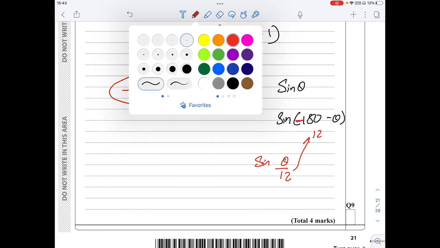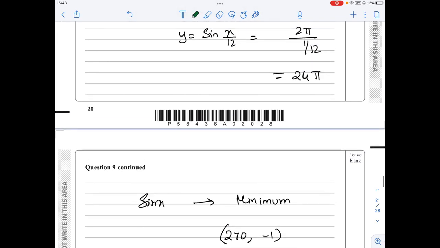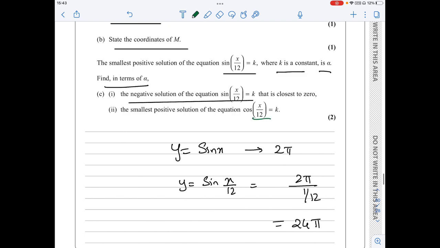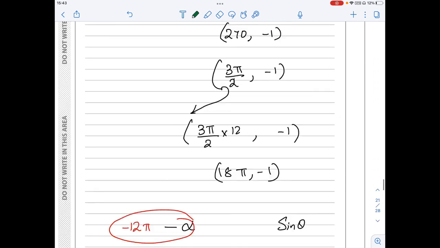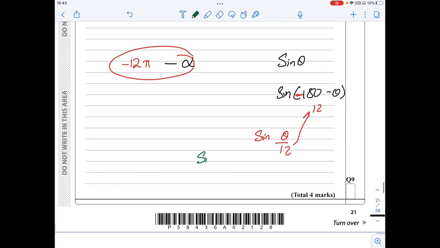Same is the case next, he is asking for cos(x/12) = k and the positive solution. So we know that sin(90 - θ) equals cos θ. So over here, 90 minus, π/2 - alpha. But I want it for x/12, this is for basic sine, but it is sin(θ/12). So just multiply with 12. So it's going to be 6π - alpha. That is going to be the answer for part 2.